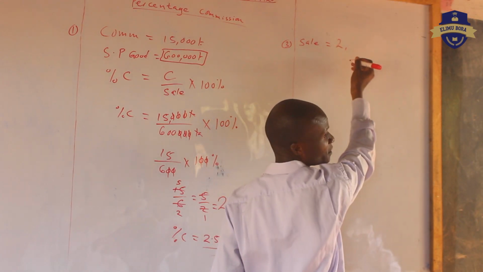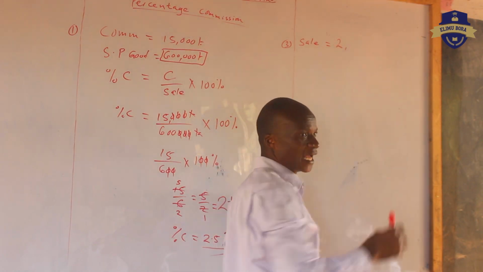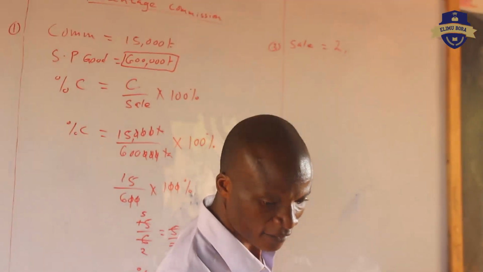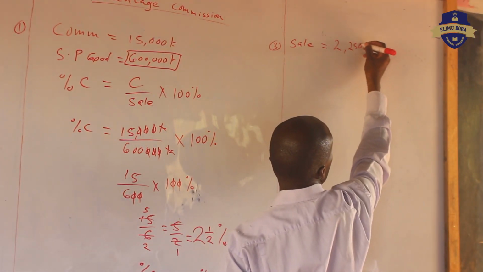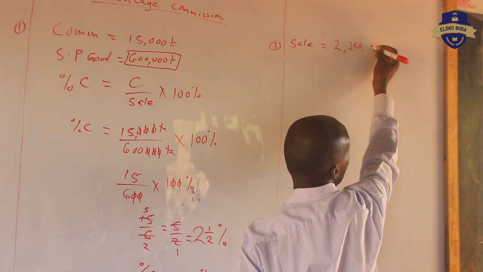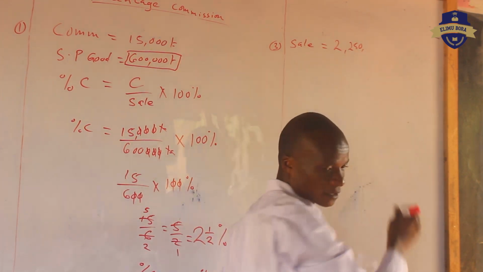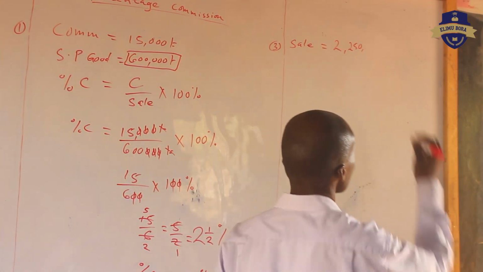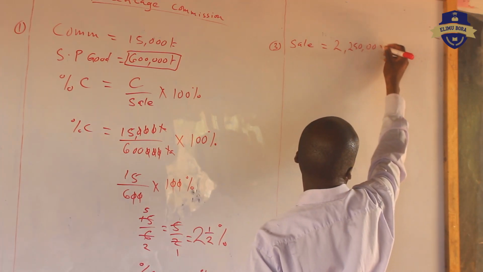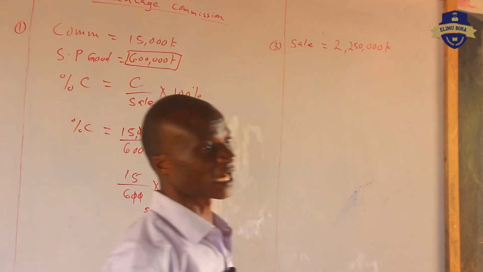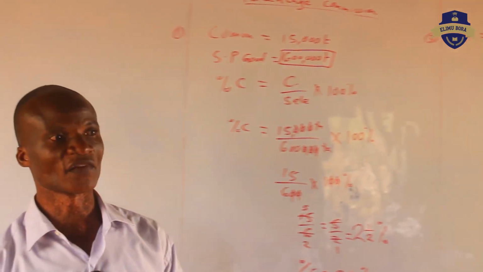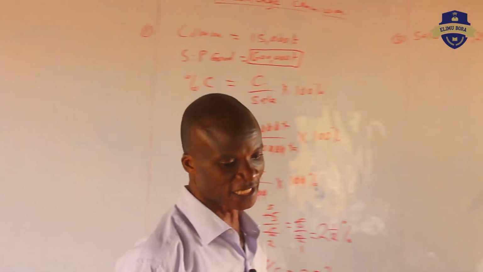That is 2 million, 250,000. That was the selling price of the land. He sold land at 2,250,000. What next?